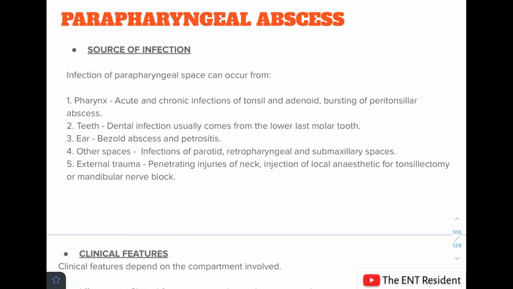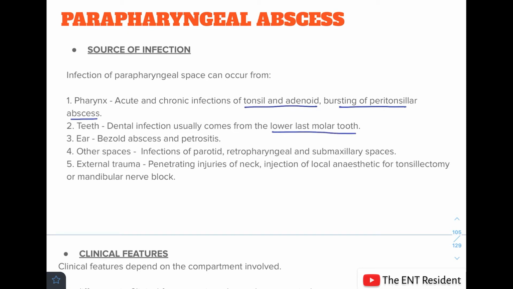Parapharyngeal abscess. Now, in case of parapharyngeal abscess, the source of infection can be multiple. It can occur from the pharynx, like acute and chronic infections of the tonsils, the adenoids, or the bursting of a peritonsillar abscess, because the peritonsillar space communicates with the parapharyngeal space. It can also occur from dental infections, mostly from the lower last molar tooth.